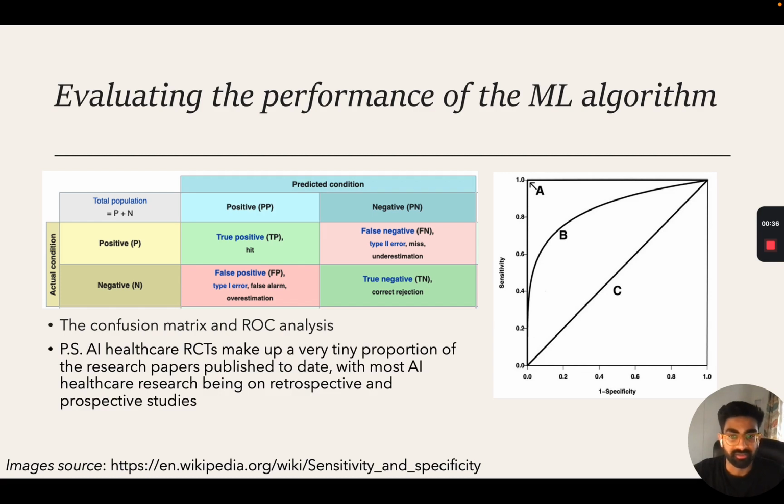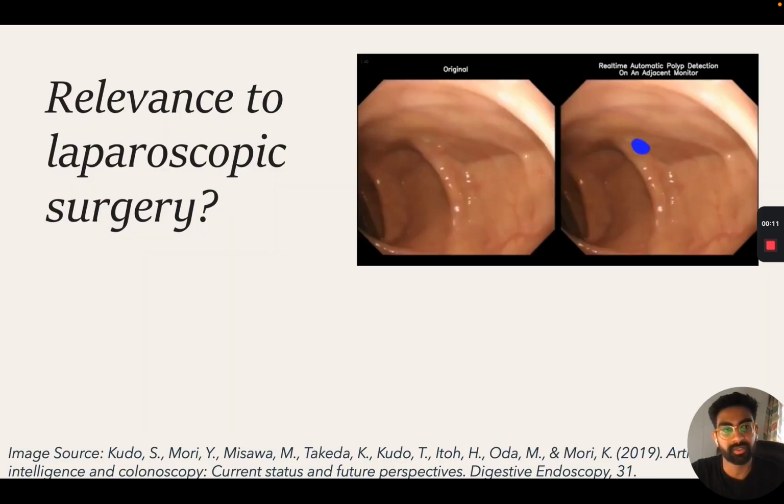Just a note, AI healthcare RCTs make a very tiny proportion of research published to date, with most AI healthcare research being retrospective and prospective studies. There are also ethical concerns due to unknown biases. This is due to the nature of the machine learning algorithm itself, often not being explicitly programmed. It's almost a black box decision maker, and we don't know why it's made certain decisions. However, there are guidelines being developed to ensure safe research and clinical adoption of these systems. As more and more researchers take this on, the field will carry on advancing and holds the potential for data-driven medicine that is evidence-based.